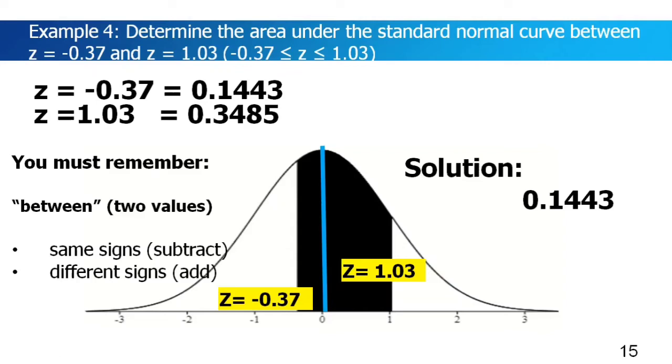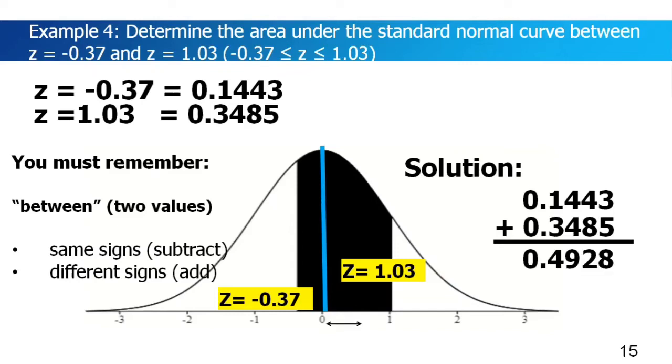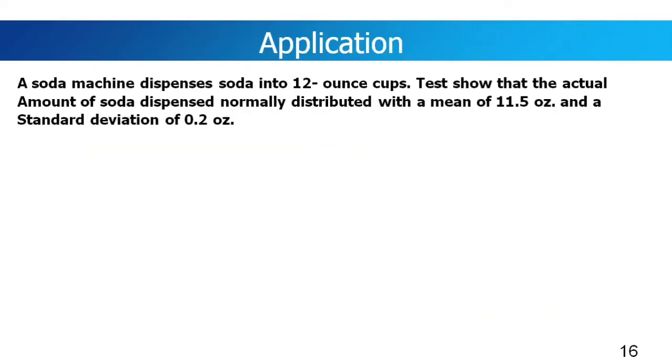For our solution, 0.1443, the area under Z is equal to negative 0.37. We're going to add that to 0.3485, the area under Z is equal to 1.03. And the sum is 0.4928. This is the total area of the standard normal curve between Z is equal to negative 0.37 and Z is equal to 1.03. Now let's go to the application.